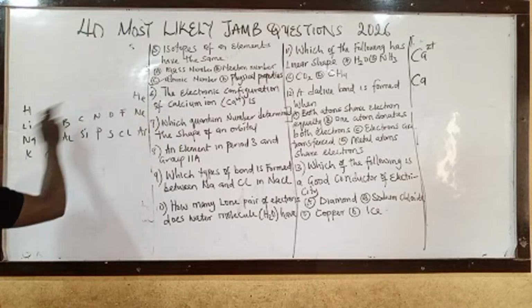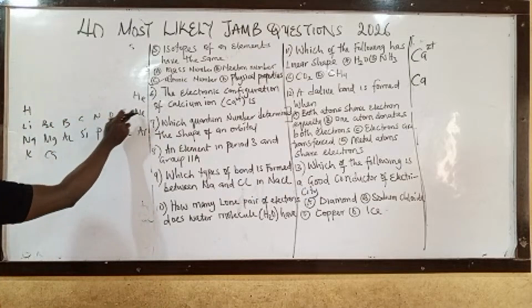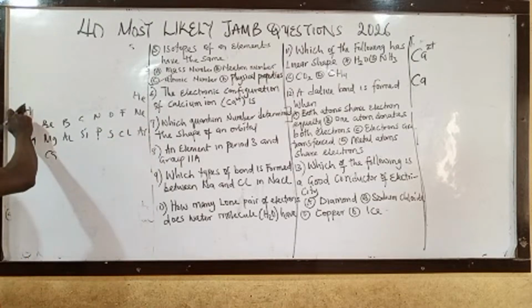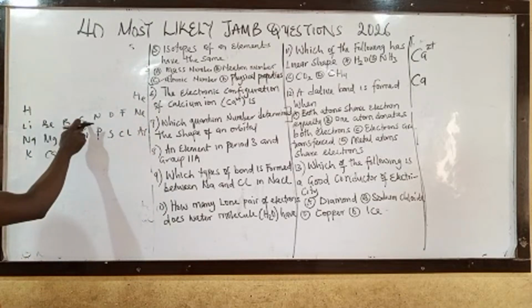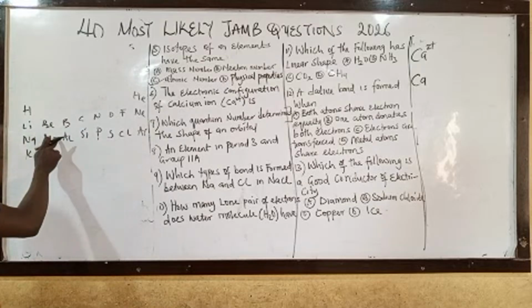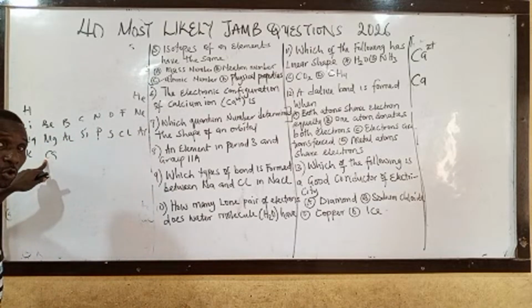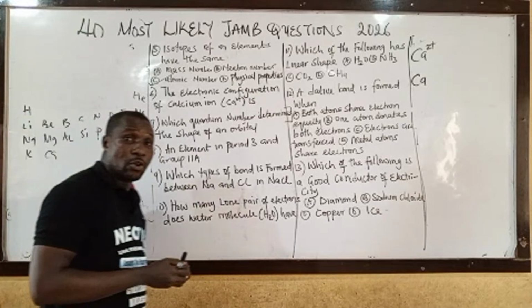That means 1, 2, 3, 4, 5, 6, 7, 8, 9, 10, 11, 12, 13, 14, 15, 16, 17, 18, 19, 20. Atomic number 20. That means electron number 20.